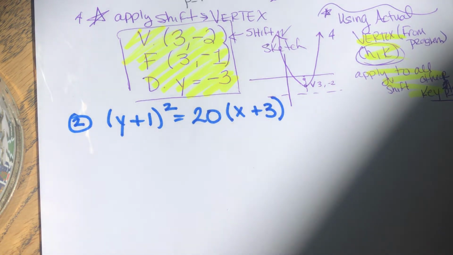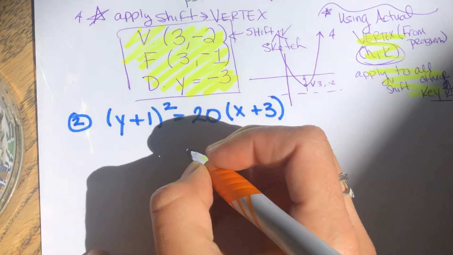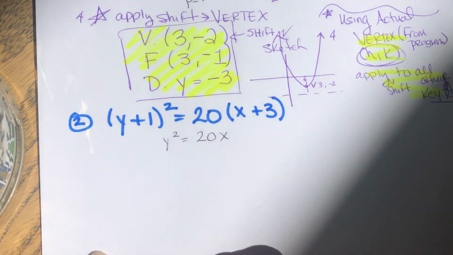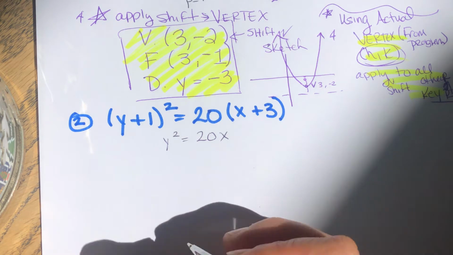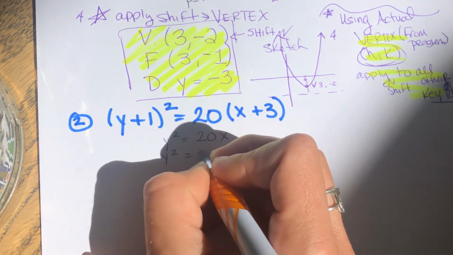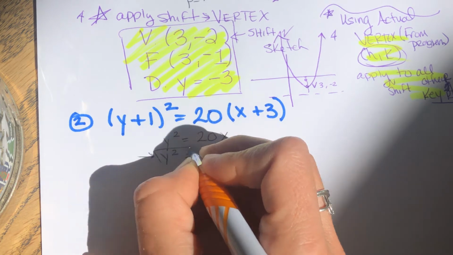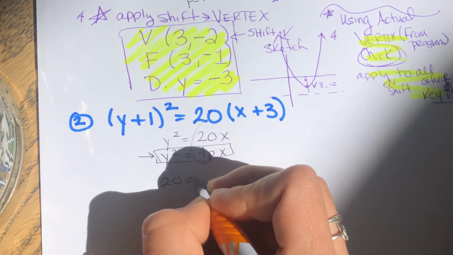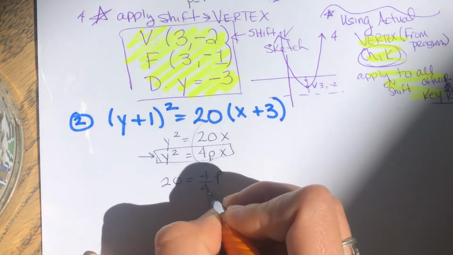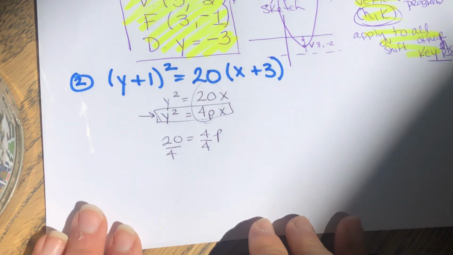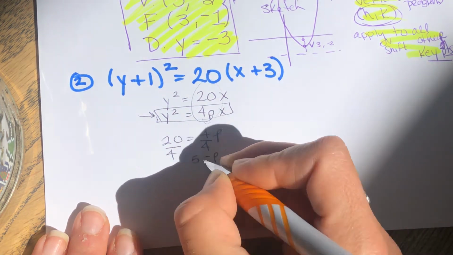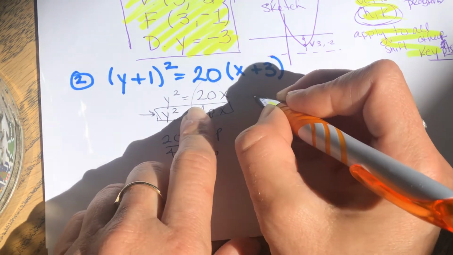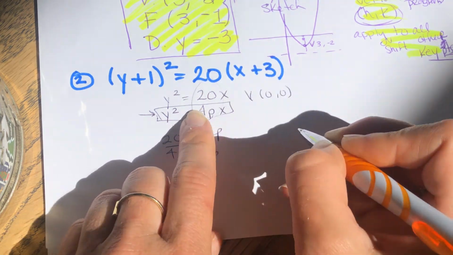Okay, so let's talk our way through this. First step, we write without the shift. Second step, find the vertex. So let's do what we normally do. We write the basic equation. Like that. Okay, now let's solve for P. So we have 20 equals 4p. Divide by 4. Divide by 4. So p equals 5. Okay. So my vertex, well, obviously when nothing's here, my vertex is 0, 0.